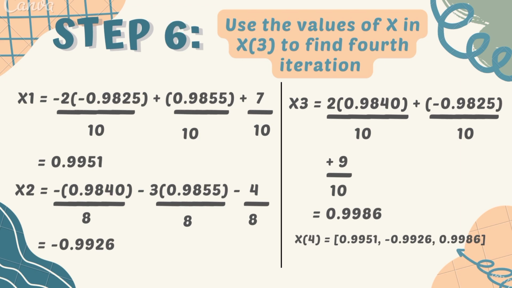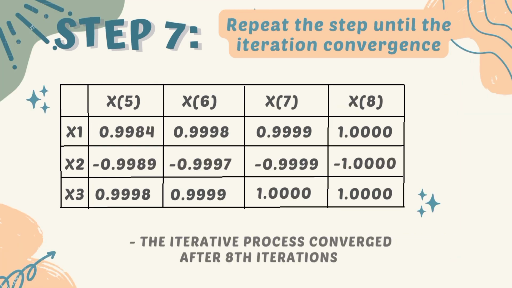Then we use the values of x in iteration 3 to find the fourth iteration. Then we got the new value of x1, x2, and x3. The last step is we repeat the step until the iteration convergence. Here we can say that the iterative process converges after 8 iterations.